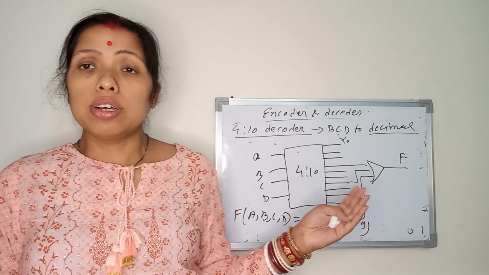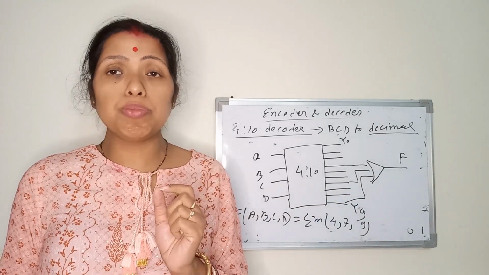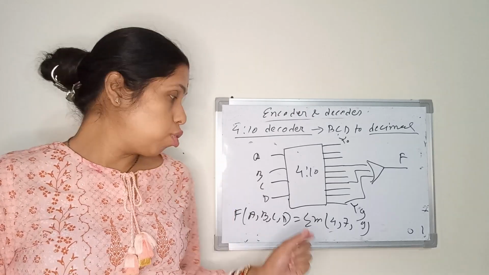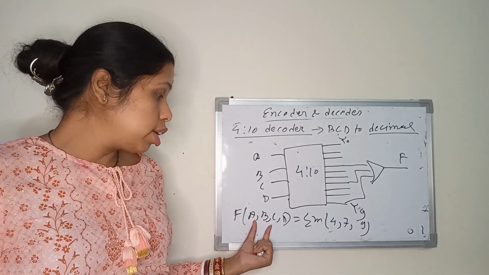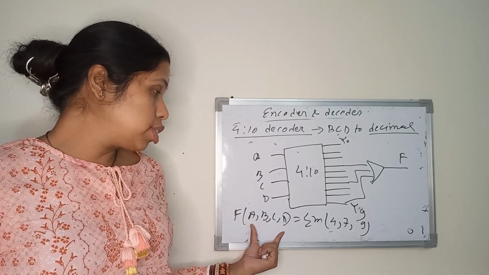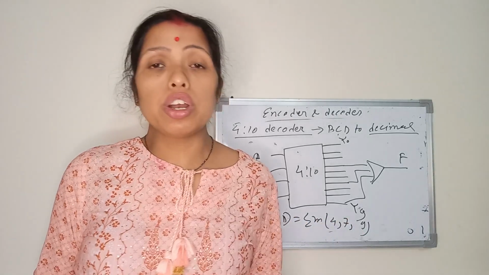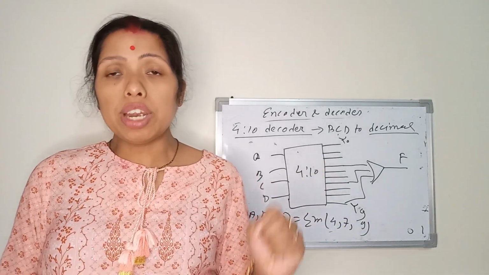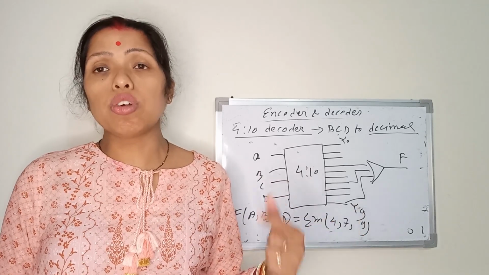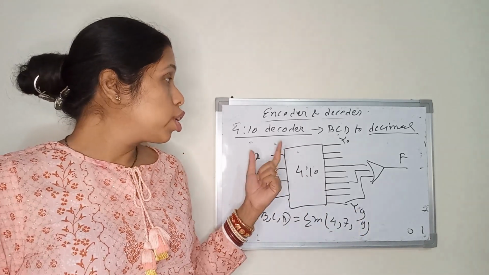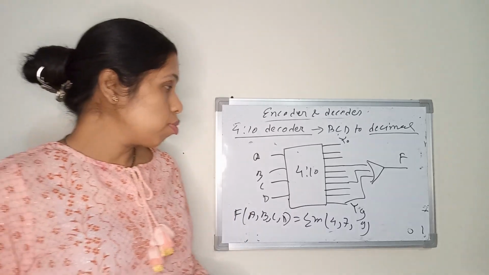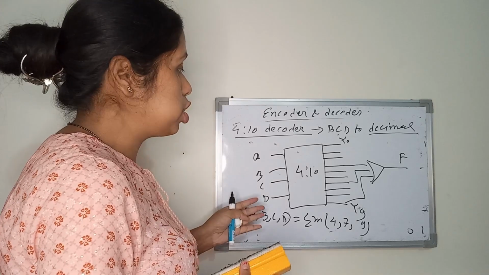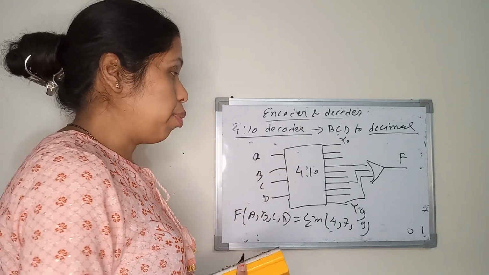Up to 9, you can use the 4 to 10. If the maximum minterm is 7, you have to use the 3 to 8 decoder, or here, if 3 input variables are given. If 4 input variables are given and the maximum minterm is 9, then you have to use the 4 to 10 decoder. If any minterms are above 9, then you have to use the 4 to 16 decoder. Okay, so this is the 4 to 10 decoder. If you give any kind of BCD number, you will get the decimal number at the output.